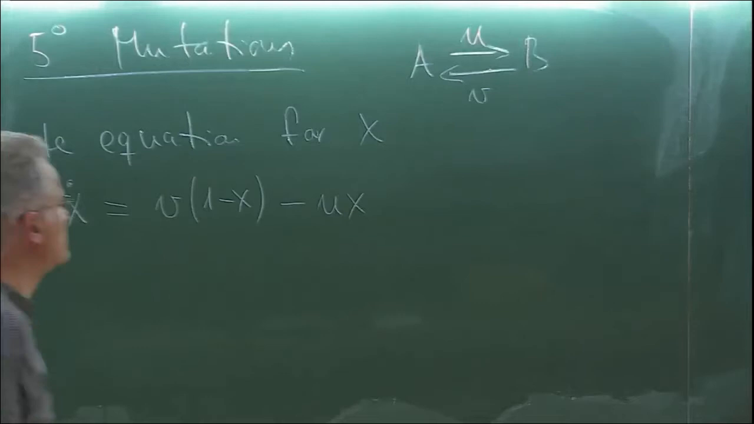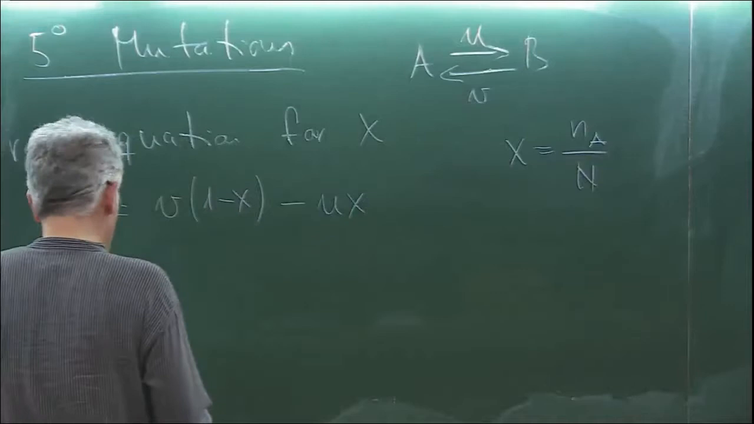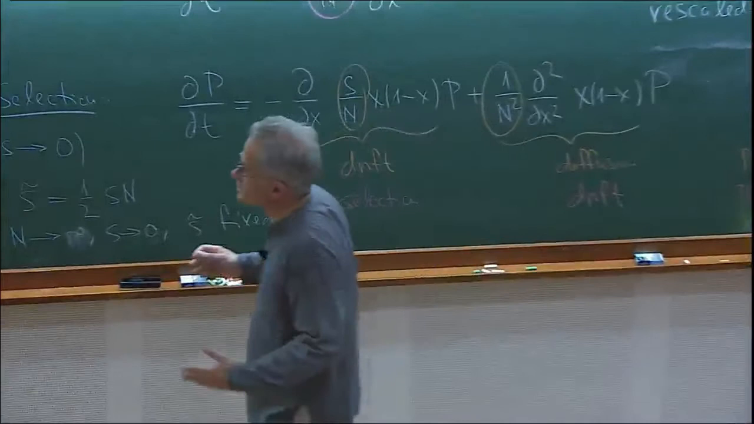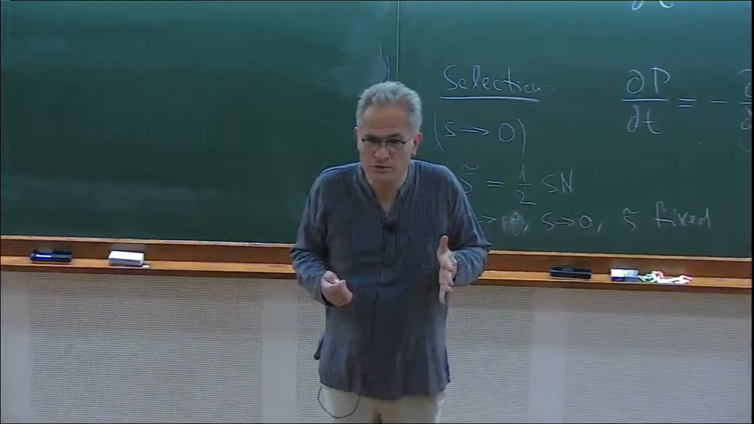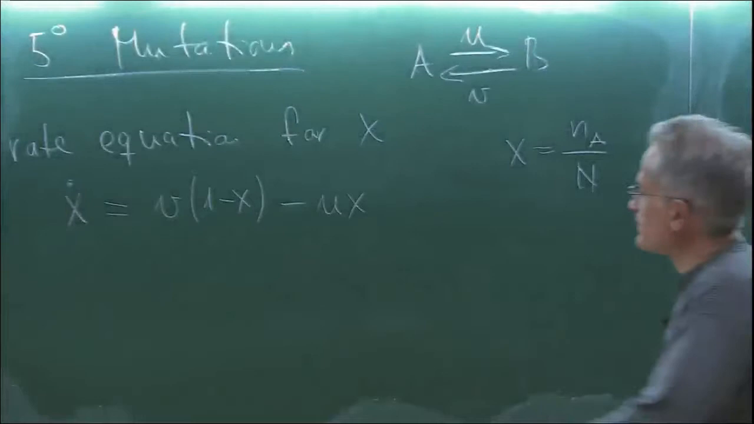Remember that X is equal to the fraction of A individuals. Now, in order to modify my diffusion equation, this is something like, in physical terminology, a contribution to the drift term. Because this is a deterministic change of the gene frequencies due to mutations. So basically, we just have to take this term and include it into the diffusion equation.